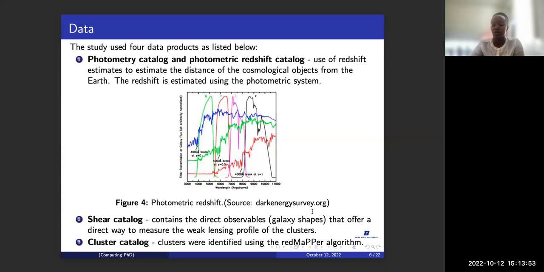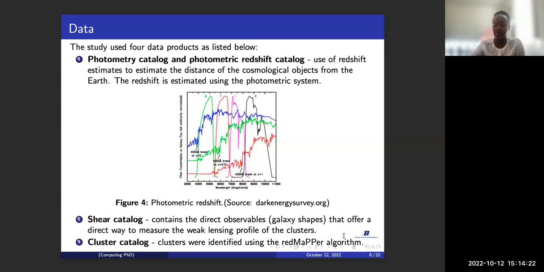The algorithm tries to identify clusters. A cluster is a large gravitationally bound object, the largest we know so far in the universe, that houses many galaxies. So we use this algorithm to try and identify the clusters. So it works by clusters generally.